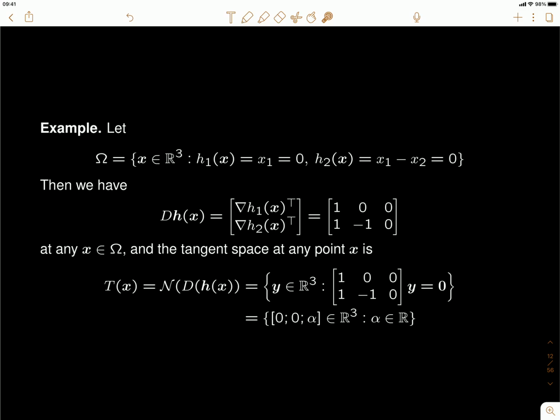Okay, now let's consider an example. Suppose we have this omega specified in R3.